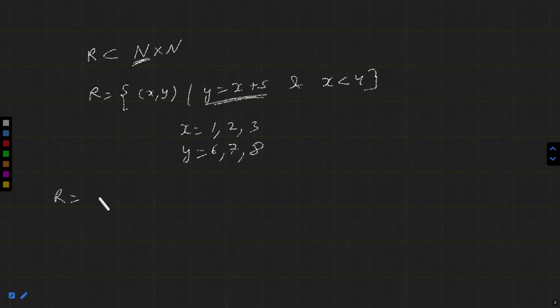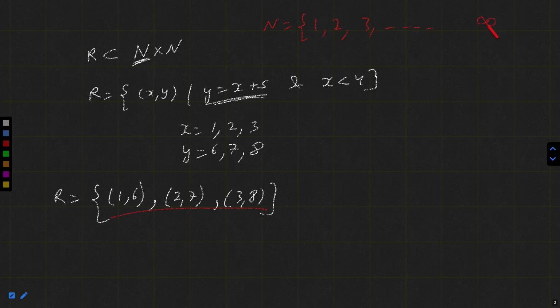So I can easily say that 1 comma 6 is one pair, 2 comma 7 is another, and 3 comma 8 is another pair. So the only possibilities are these pairs. Okay, as N, the natural number set, is 1, 2, 3 till plus infinity, I'm just writing dash dash dash.